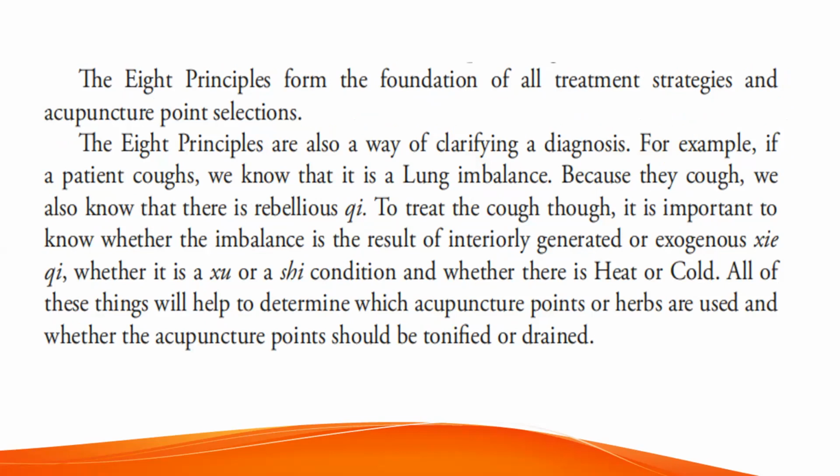For example, if a patient coughs, we know that it is a lung imbalance. Because they cough, we also know that there is rebellious Qi. To treat the cough, though, it is important to know whether the imbalance is the result of interiorly generated or exogenous evil Qi, whether it is a deficient or excess condition, and whether there is heat or cold. All of these things will help to determine which acupuncture points or herbs are used and whether the acupuncture points should be tonified or drained.